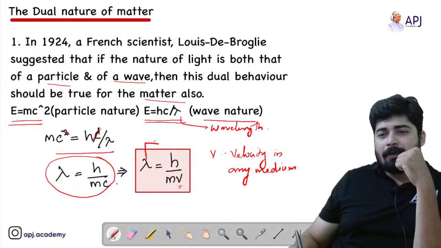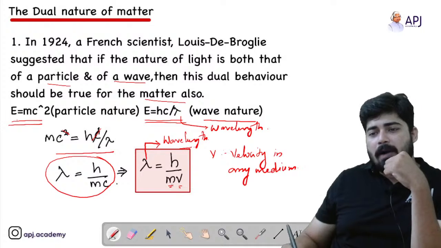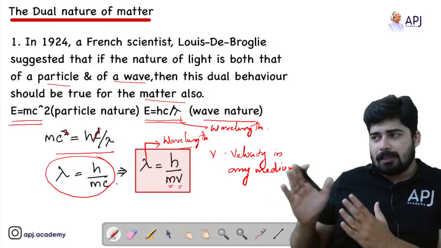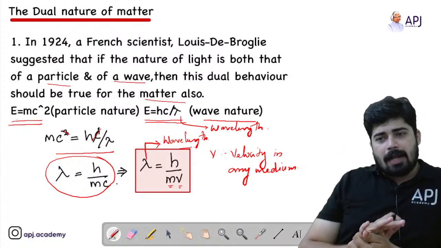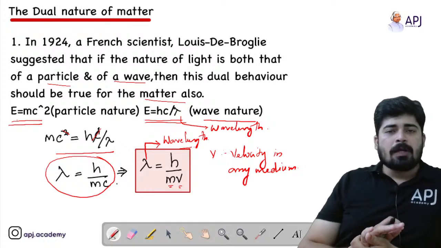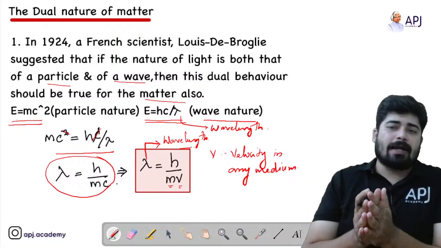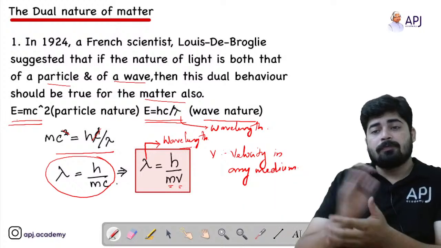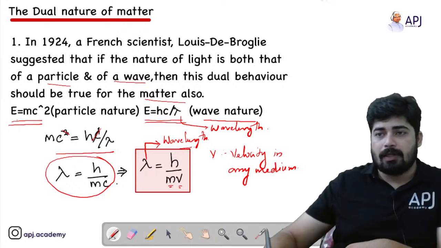Lambda is the wavelength, and wavelength is equal to h by mv. What is h? h is the Planck's constant that we have discussed earlier, and m is the mass of the matter. If you are considering the electron, then the mass of the electron, and v is the velocity of that electron in the particular medium in which the electron travels. So we can find out the wavelength lambda by using this formula h by mv. How did we find this lambda value? By connecting the dual nature of matter, that is, by connecting the equation of energy of the particle nature with the equation of energy of the wave nature. By equating both, we got lambda is equal to h by mv.